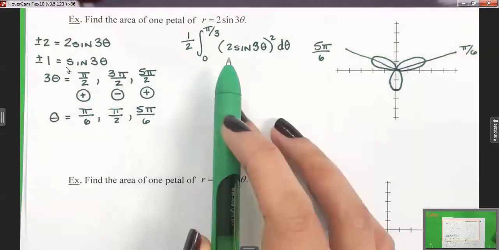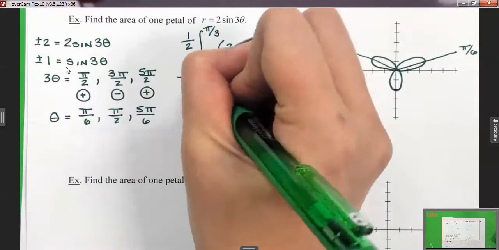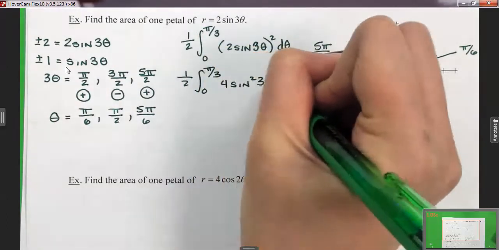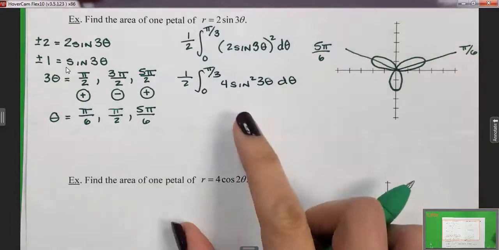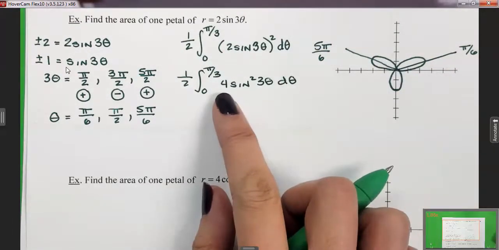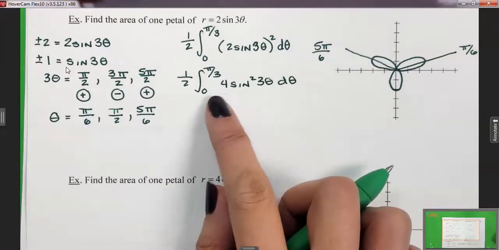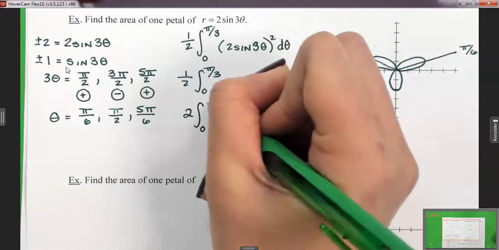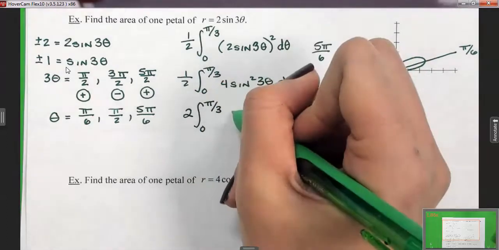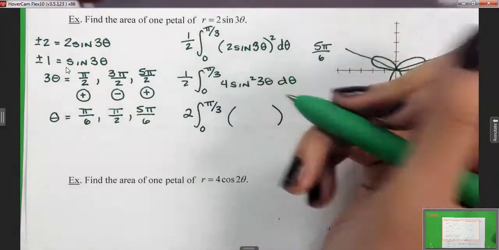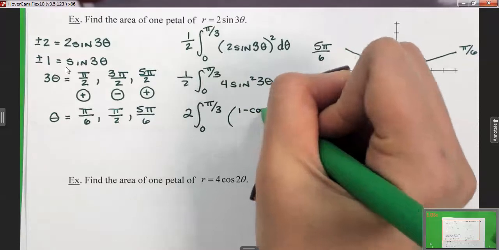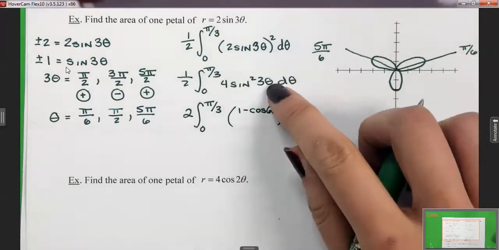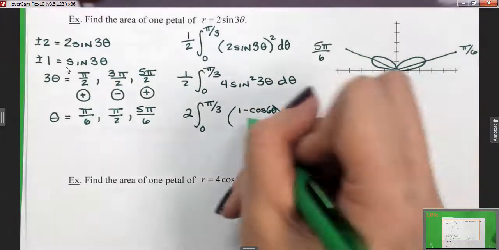Okay, wait, so we square both, right? 4 sine squared 3 theta. I'm gonna pull out the 4, and then I'm gonna replace sine squared 3 theta with 1 minus cosine of what? 6 theta, yeah, because you have to double the angle. The angle's already 3 theta, so you want to double it to get 6 theta over 2.